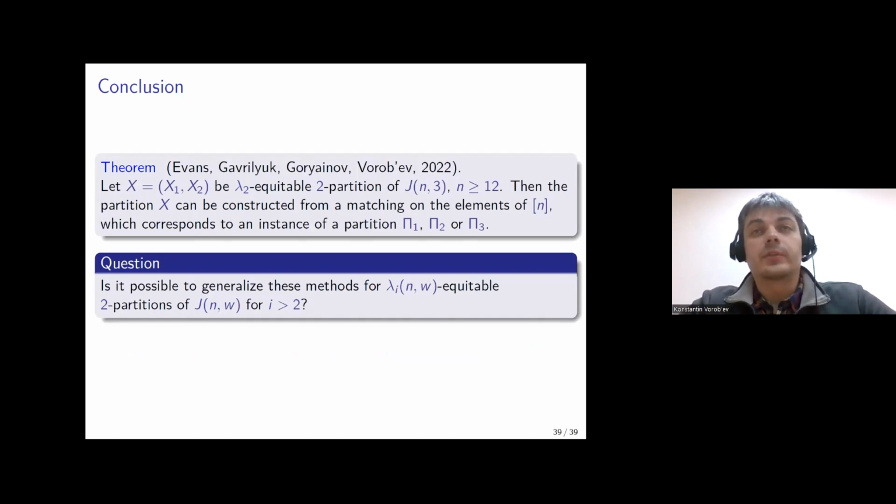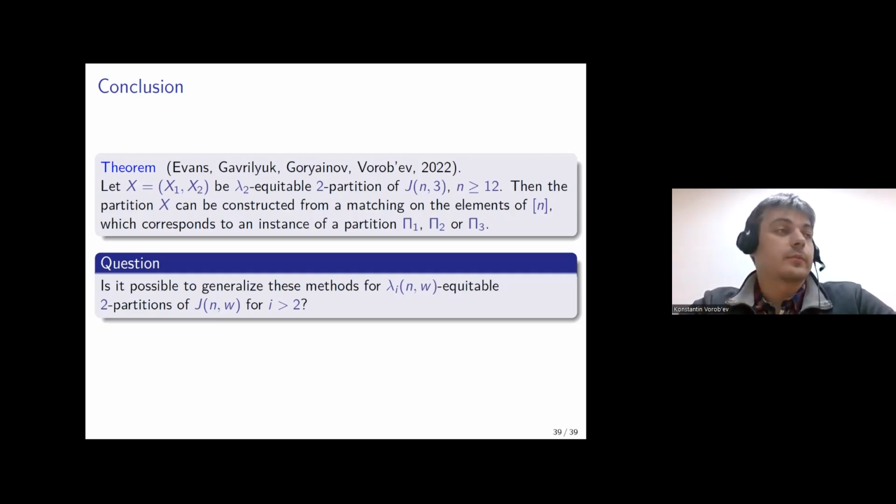Okay. So as a conclusion, this is our main result for equitable 2-partitions with the eigenvalue lambda 2 of the Johnson graph J(n,3) for n starting from 12. So actually, every such partition can be constructed from a matching on the elements of the n-set, which corresponds to an instance of a partition pi 1, pi 2, or pi 3.